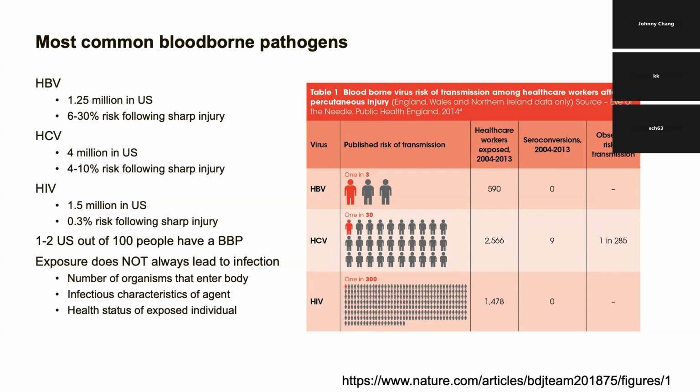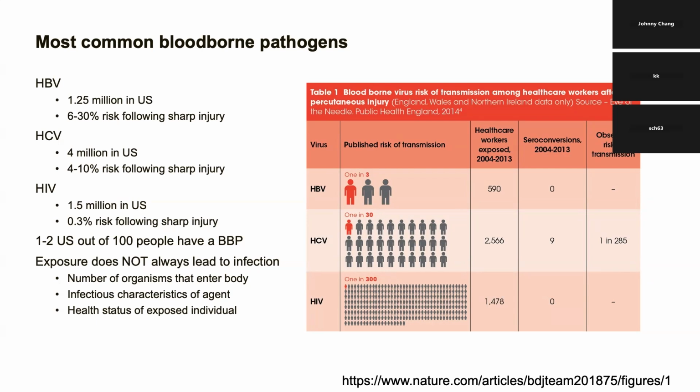So even if you got stuck with a needle of a patient who had uncontrolled HIV, the risk of you getting infected is still only 0.3%. This is still a scenario where we get you hooked up to go on post-exposure prophylaxis. But of the 1,500 HIV exposures, 0 healthcare worker transmissions have occurred. And exposure does not always lead to infection. So it depends on a lot of characteristics.